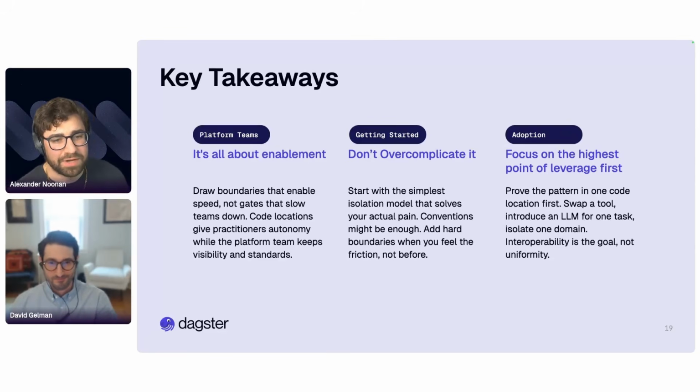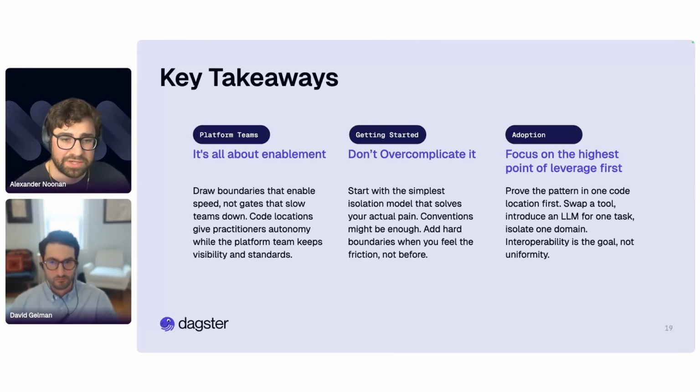And second, for anyone getting started, don't complicate it. If you can work fine within one code location or one governance model, start there. And then when you feel that actual pain, or you can foresee in the next 3 to 6 months that you're going to have that pain, start thinking about, okay, where do we draw the boundaries here? And how do we make sure that our practitioners and stakeholders can still be enabled from this?